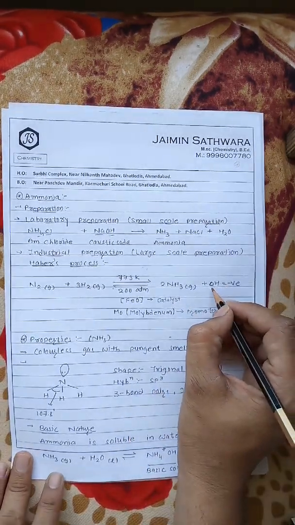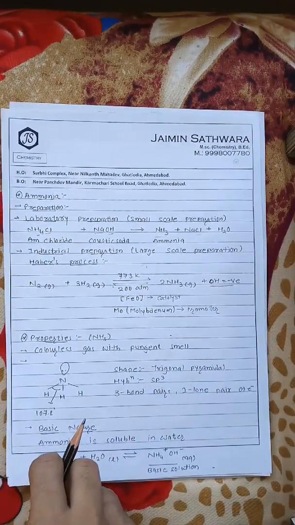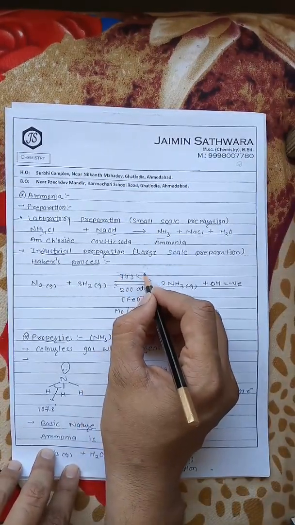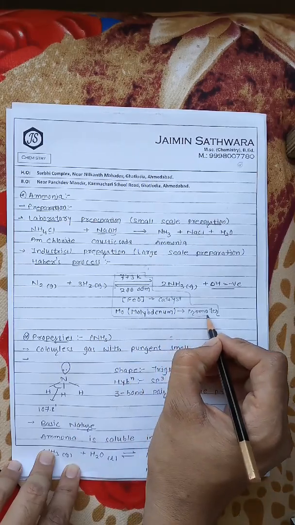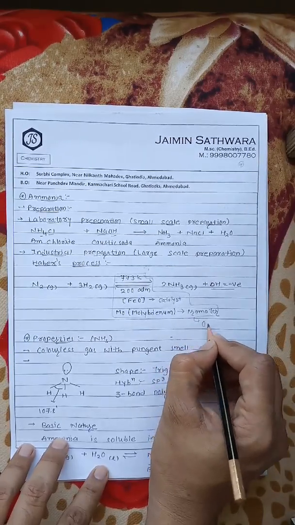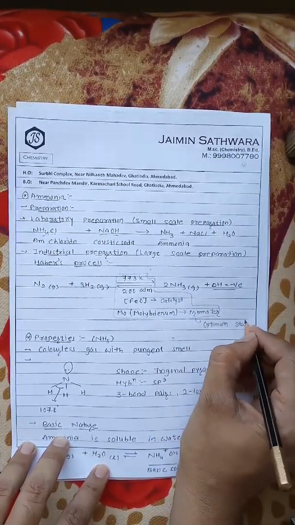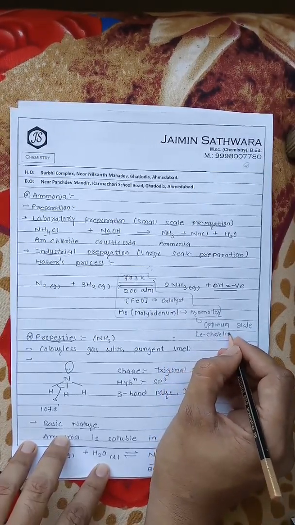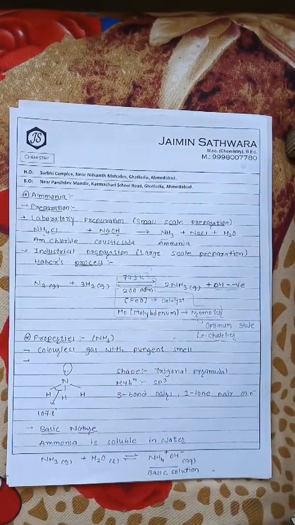During these reactions, energy is released, heat is evolved. That's why this type of reaction is called an exothermic reaction. This reaction condition, it means 773 Kelvin temperature, 200 atmosphere pressure, presence of iron oxide as catalyst and molybdenum, is called the optimum condition according to Le Chatelier's principle. According to Le Chatelier's principle, it means we can get the maximum product with the help of this condition.